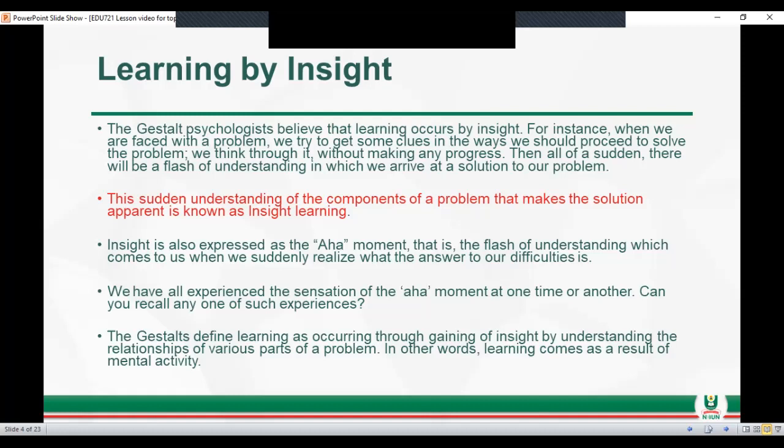The Gestalt psychologists define learning as occurring through gaining of insight by understanding the relationships of various parts of a problem. In other words, learning comes as a result of mental activity, as a result of what is going on inside the mind of the learner.